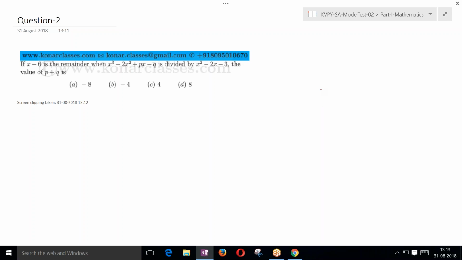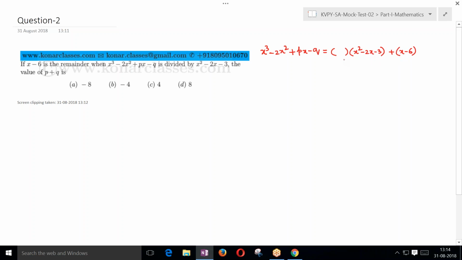That means the quotient must be a polynomial of degree 1. Okay, if we write this in the form of Euclid's division lemma, it will be something like this: x cube minus 2x square plus px minus q is equal to something that will come, multiplied by x square minus 2x minus 3, plus the remainder x minus 6.